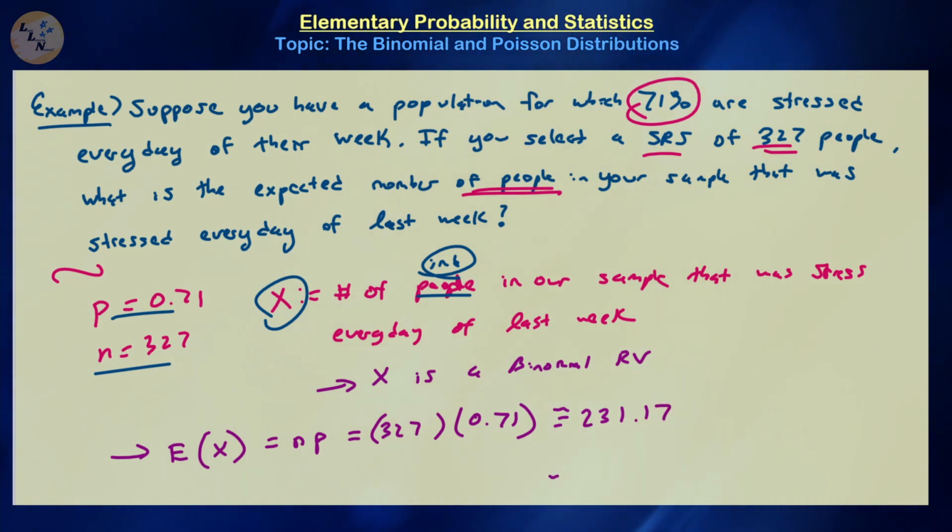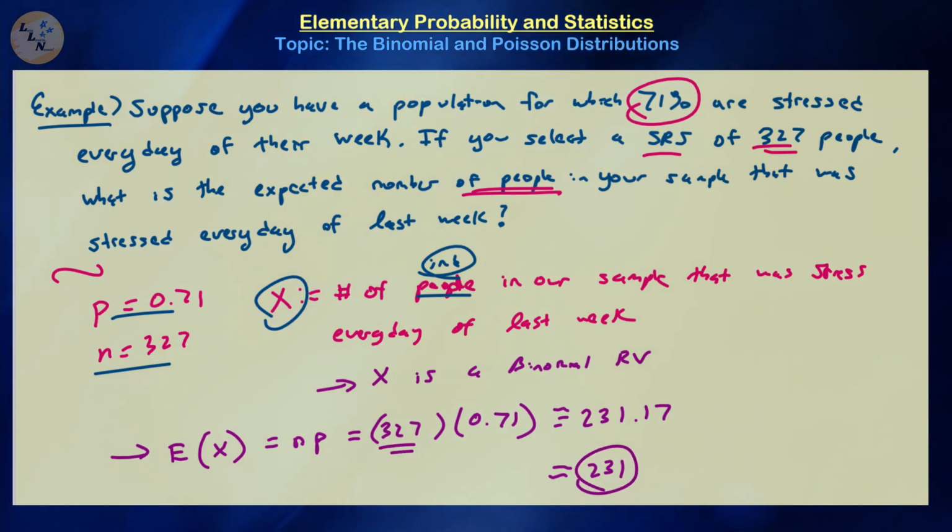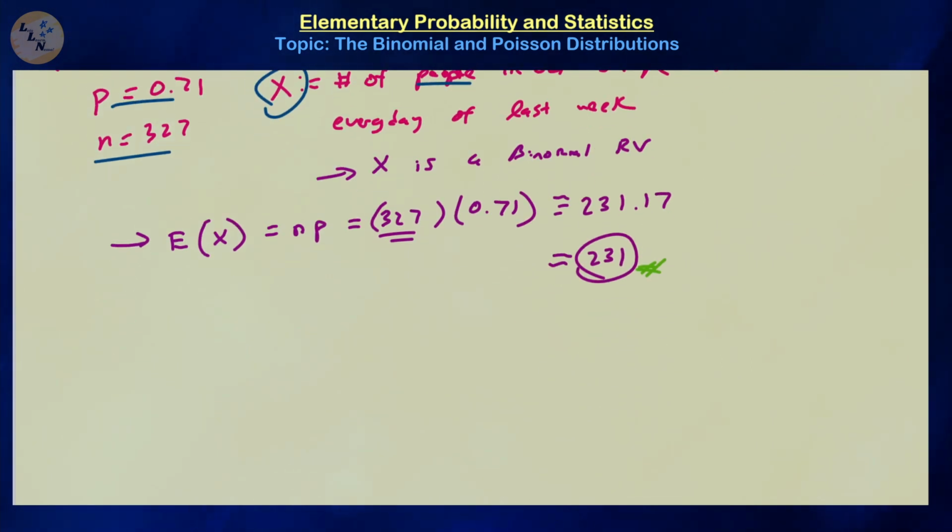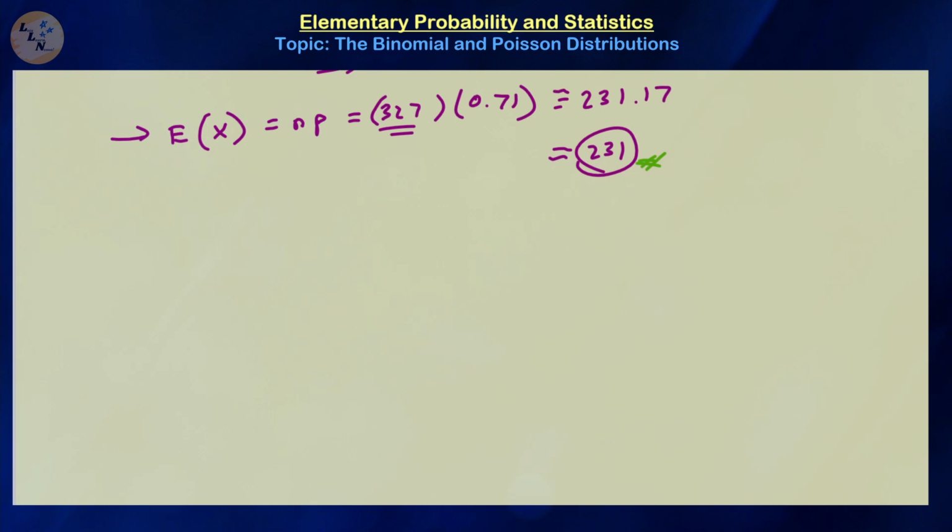So we should expect somewhere around 231 people out of our 327 to be stressed. If we do get a number that is significantly smaller than 231, or significantly larger than 231, then it's most likely associated to the fact that this sample was not actually a simple random sample. So that's one of the things that you can test and see: is this a biased sample or not, or something like that.